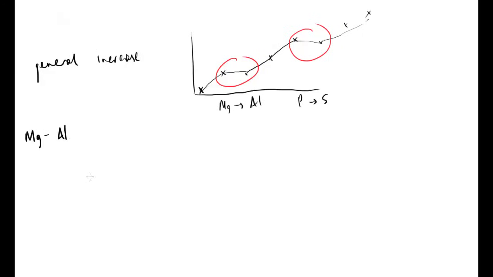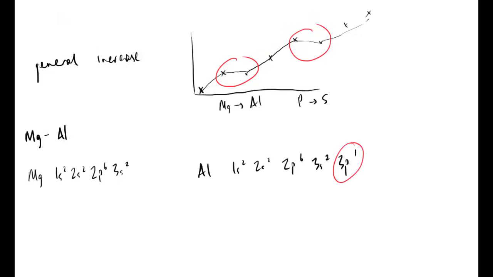What we find here is that if you look at the electron configuration, magnesium is going to be 1s2, 2s2, 2p6, 3s2. And if we look at aluminium, 1s2, 2s2, 2p6, 3s2, 3p1. So the difference here is we've got this 3p1 electron that we don't have in the case of magnesium.